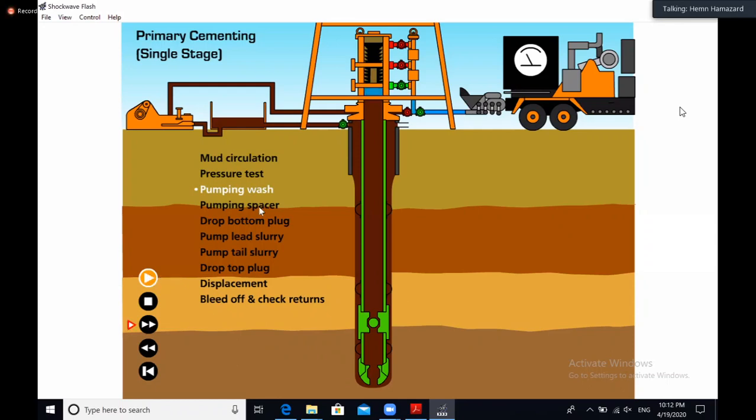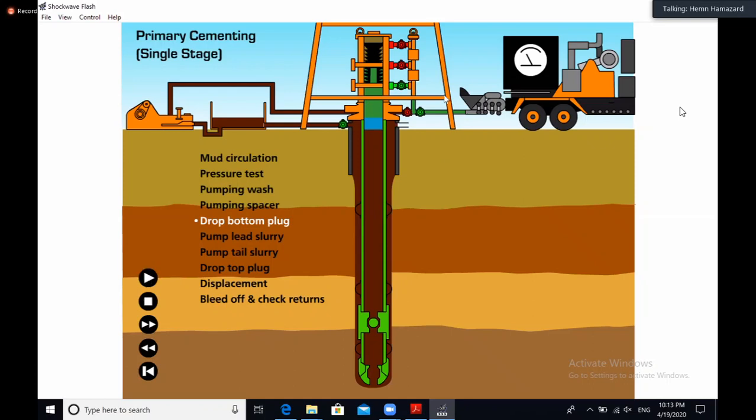And then you pump the spacer. Spacer is any material you pump before you pump the slurry, the cement. The spacer, from its name, gives you space between your mud, which is currently in the hole, and the cement slurry that is coming after. So this is separating the mud from the cement. That's the philosophy of the spacer.